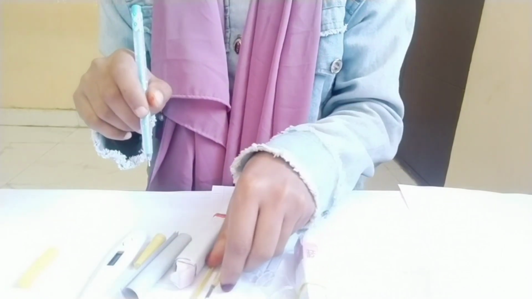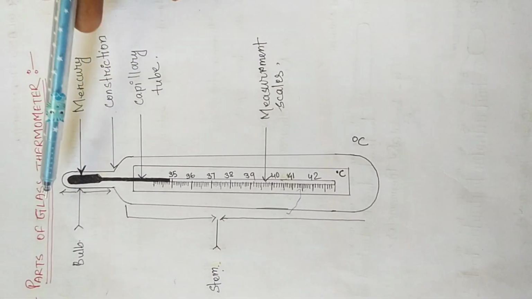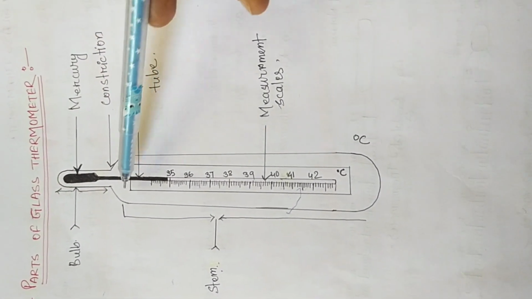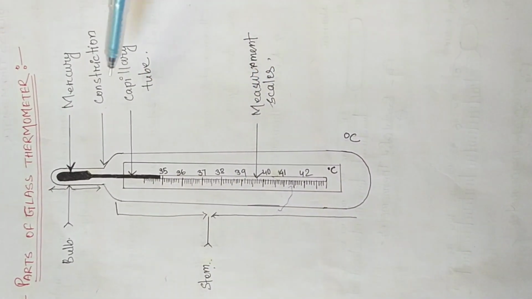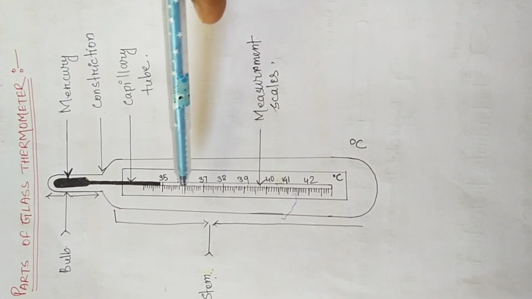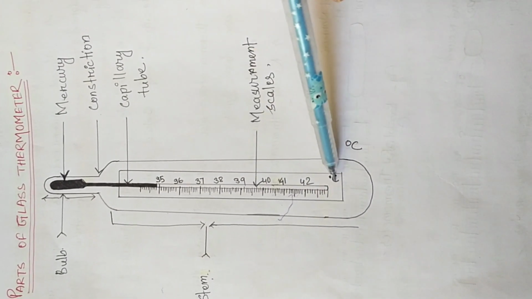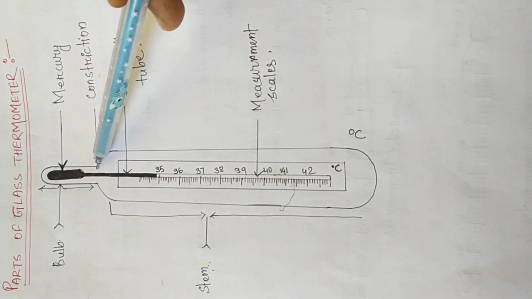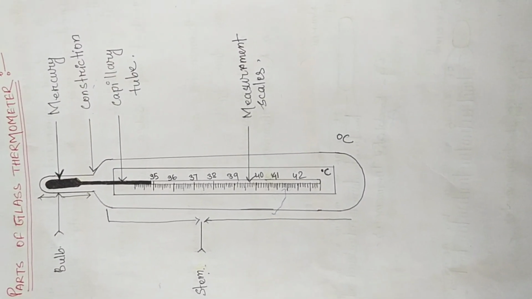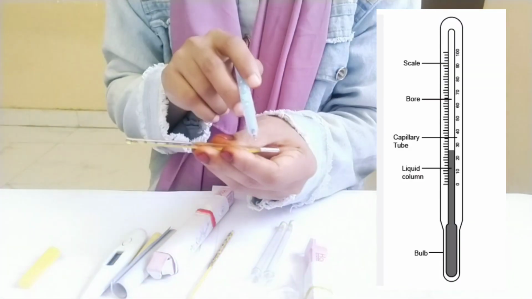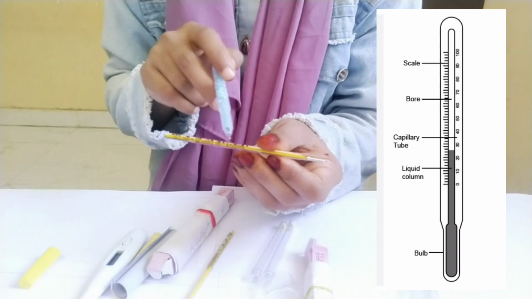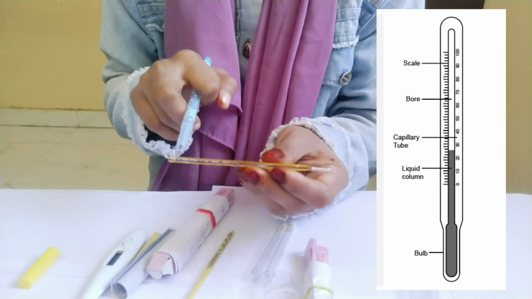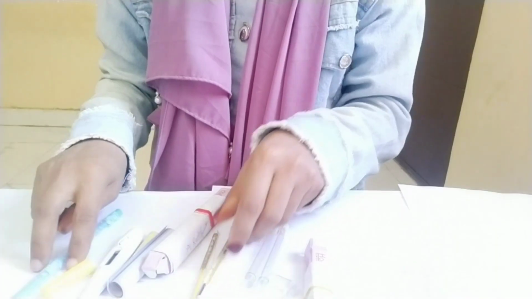Clear? To better understand, I will describe it here. This long part is called the bulb, and this part contains mercury, and this long part is called the stem, and inside the stem there is a capillary tube, and in the stem you can see the measurement scale in centigrade, and in between the stem and the bulb there is a constriction. So these are the parts of a glass thermometer. Clear? Stem, bulb, constriction, measurement scale, Fahrenheit and Celsius scale. Inside the stem there is a narrow tube called the capillary tube or mercury tube. Clear? This is about the parts of the thermometer.